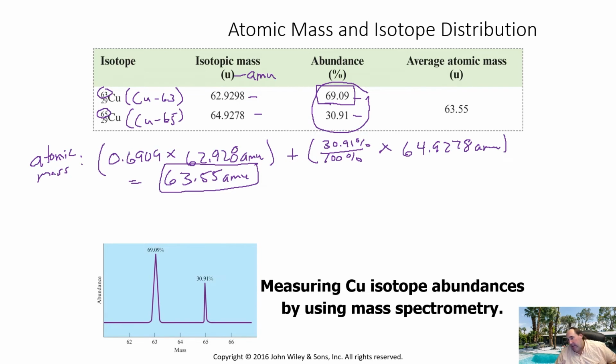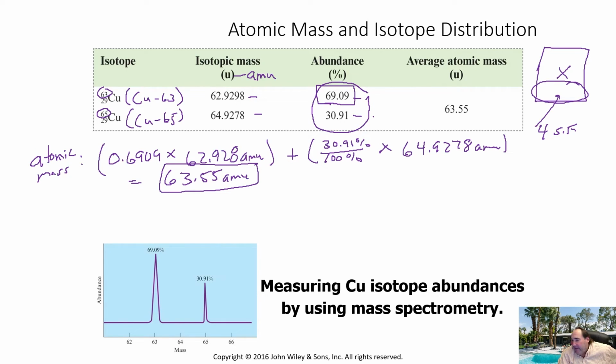Most of the time when we take that number off the periodic table, when you look at the number on the bottom here, usually 4 significant figures is typically how many digits we take it to. And that's why, again, we would round to 63.55.